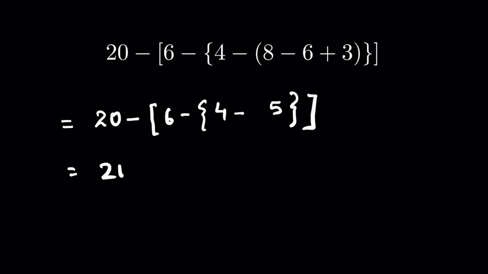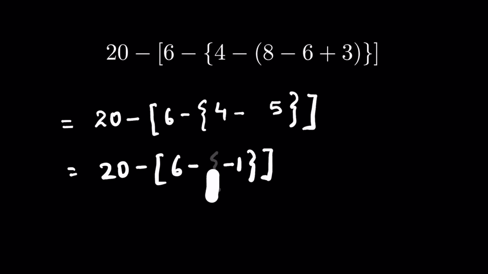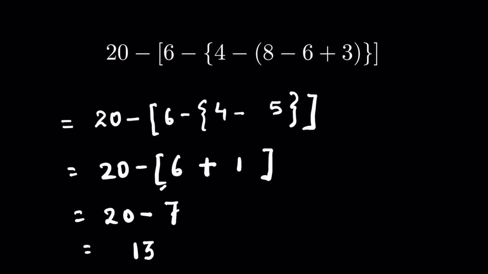Now next part is solving the curly bracket. So 4 minus 5 will be negative 1. We can remove this curly bracket. Removing this curly bracket means minus multiplied to minus, this becomes plus. So 6 plus 1. Now we have 20 minus 6 plus 1 is 7. We can remove this box bracket. 20 minus 7 is 13. 13 is the answer.